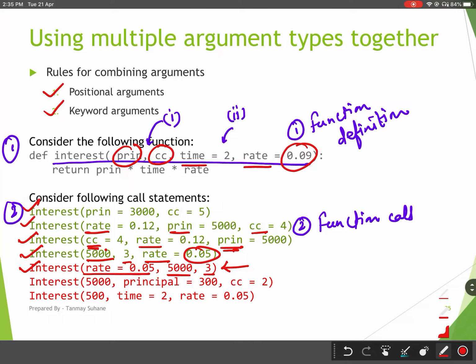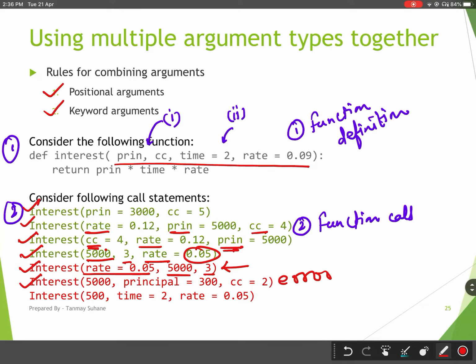Let us consider our next example. Here I am giving 5,000, fine, 5,000 will go to principal. Then I am giving principal. This principal is not there. You can see here, there is no principal named argument. That is why it will give me an error. What will be the error? The principal argument is not found in the function definition.